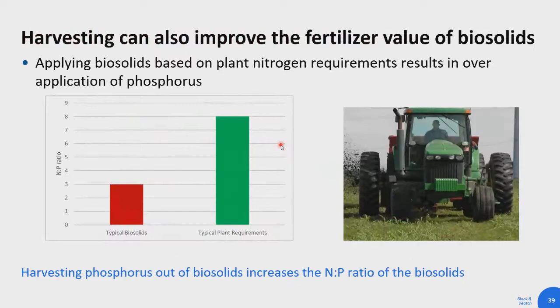The other aspect is that if we can pull the phosphorus out of our biosolids, it can make the biosolids themselves a better fertilizer. Our typical biosolids are imbalanced from a nitrogen to phosphorus ratio, especially at biological phosphorus removal facilities and chemical phosphorus removal facilities. The plants don't need quite as much phosphorus. So if we can find ways to extract that phosphorus and make it a fertilizer that can be used where it needs to be used, it can make the biosolids a more valuable fertilizer, more locally.